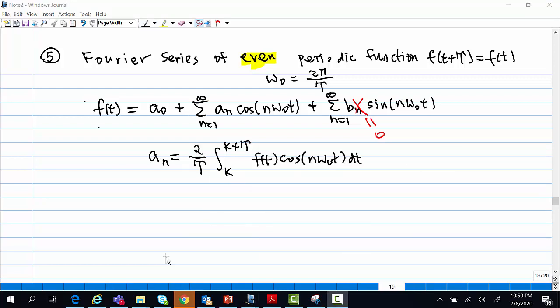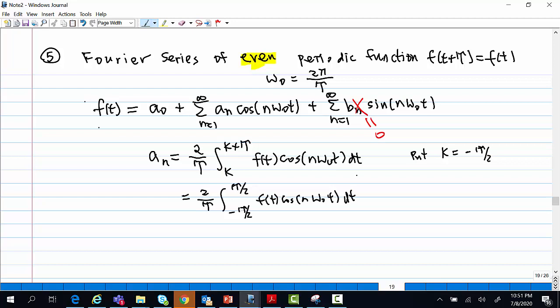Finally, we are going to investigate the Fourier series of an even periodic function and what is the formula for an. We know this is 2 over T integral of f(t) cosine n omega 0 t from k to k plus T. And now we put k equal to minus T over 2. Then this integral becomes 2 over T from minus T over 2 to T over 2 of f(t) cosine n omega 0 t dt. Now, f(t) happens to be an even function. Cosine also happens to be an even function. So multiplying together two even functions, you get an even function.